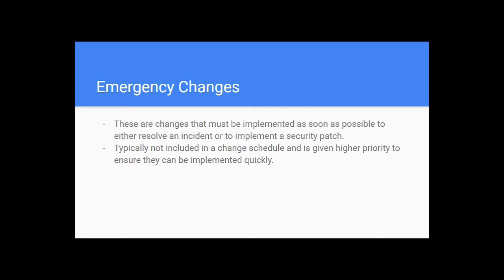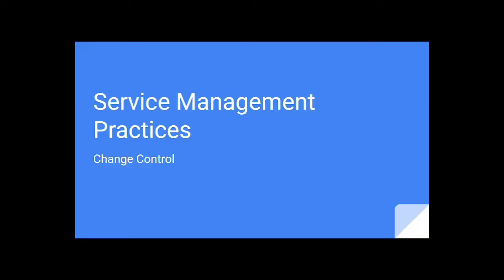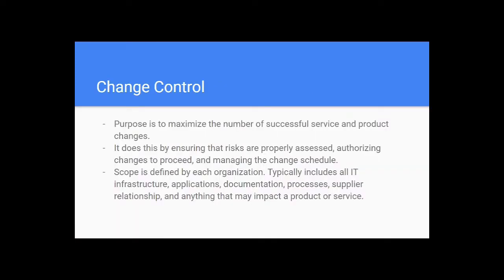The last type of changes is emergency changes. These are changes that must be implemented as soon as possible to either resolve an incident or to implement a security patch. These changes are typically not included in the change schedule because they are emergency changes. They are given higher priority to ensure that they can be implemented quicker. And those are the three types of change controls. Thank you.